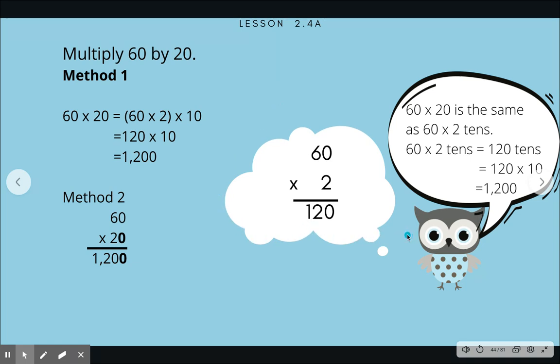For me, if I was trying to do this as mental math, I might say, oh yeah, 60 times 2 tens, that's pretty easy. It's 120 tens. And I might forget to add that extra 0 at the end, and I might get the wrong answer. So for me, I would probably write it down with 60 times 20. Think about it, that 6 times 2 is 12, and put the zeros in so that you have 2 zeros.